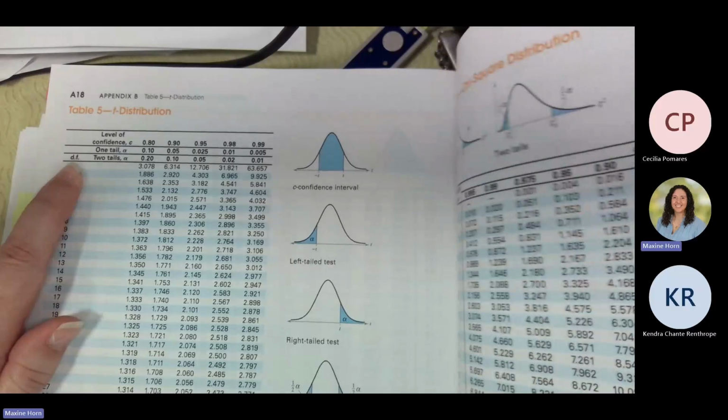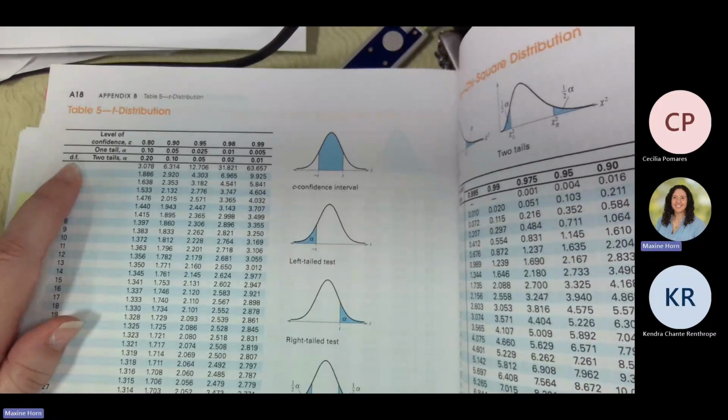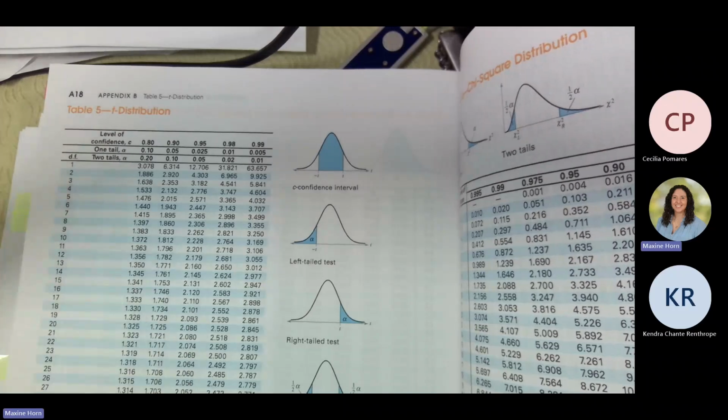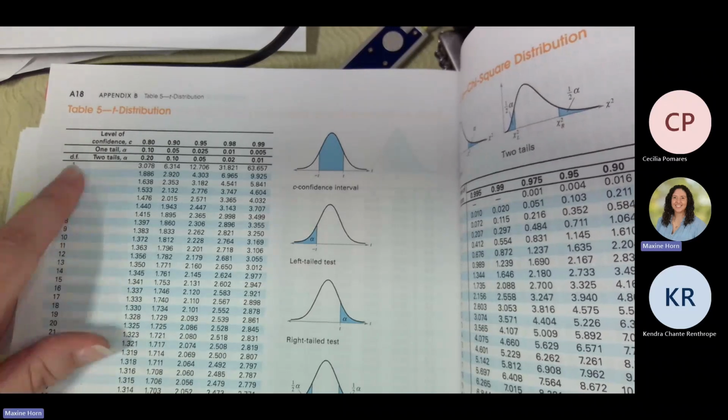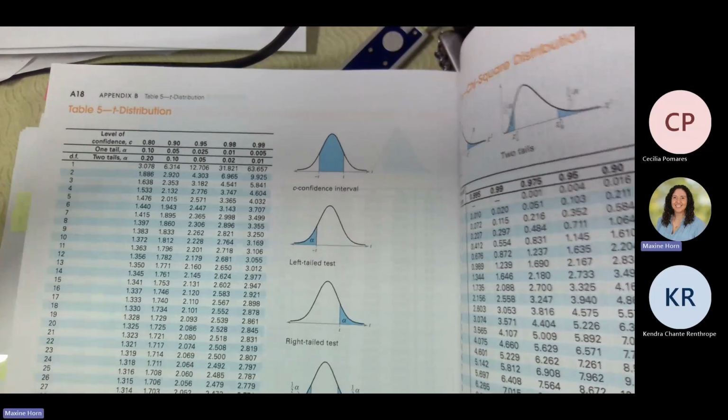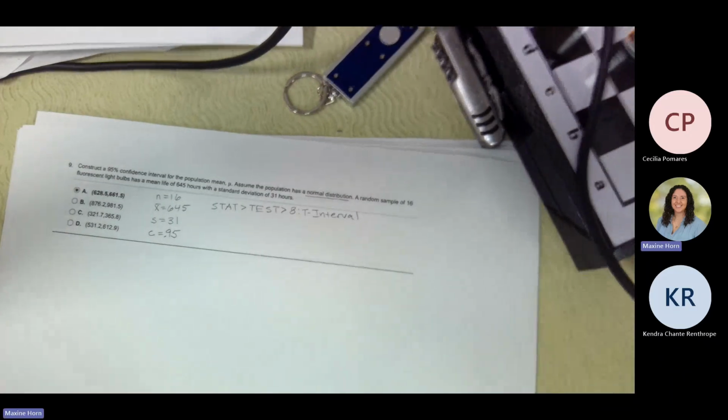Okay, so remember, degrees of freedom is n minus 1, so your sample size minus 1. So if you're doing this by hand, in the table, don't forget, degrees of freedom is not your sample size, it's your sample size minus 1. And then you would go and look the number up that way. But in our case, we're just going to have the calculator do it for us, right?